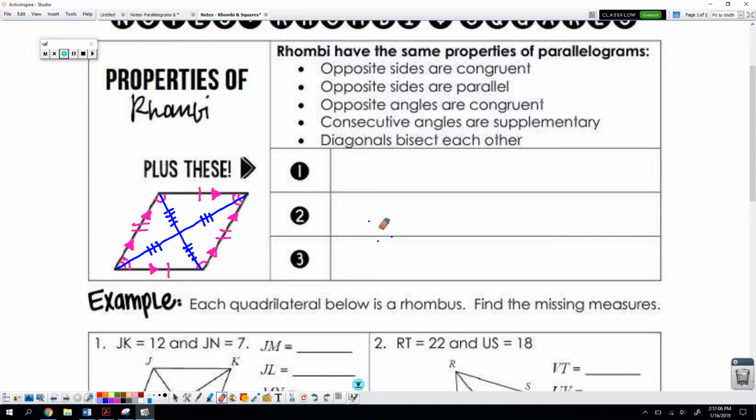Now, what we have is a couple of things that make life just a little bit easier in most instances. One of the most important properties of rhombi is that all sides are congruent. So all sides are congruent, meaning that these should all have 2 marks because they're all exactly the same size. All 2. Perfect.